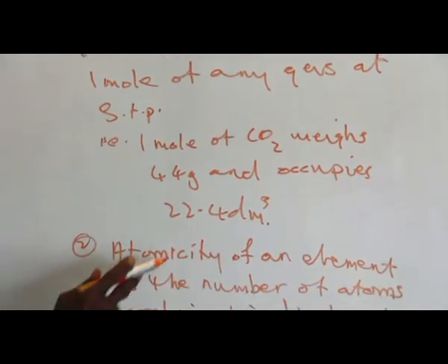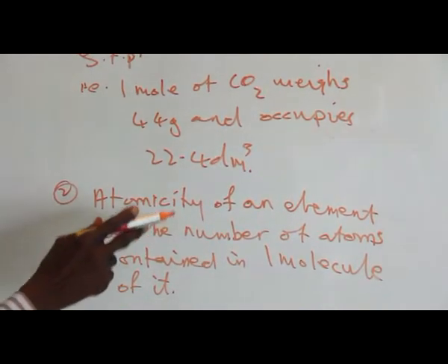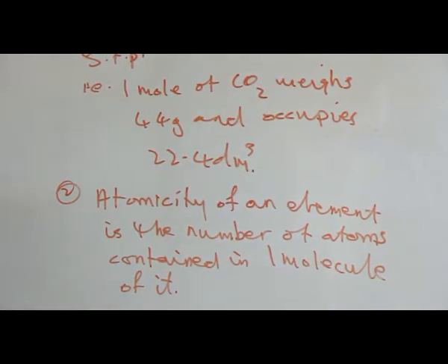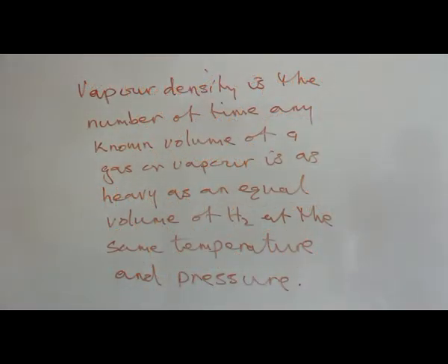2. Atomicity of an element is the number of atoms contained in 1 molecule of the element. We have monoatomic, if the molecule contains 1 atom like helium, diatomic if it contains 2 atoms like oxygen, and polyatomic if it contains 4 atoms like phosphorus, so on and so forth. Let's consider the term vapor density. It is the number of times any known volume of a gas or vapor is as heavy as an equal volume of hydrogen at the same temperature and pressure.